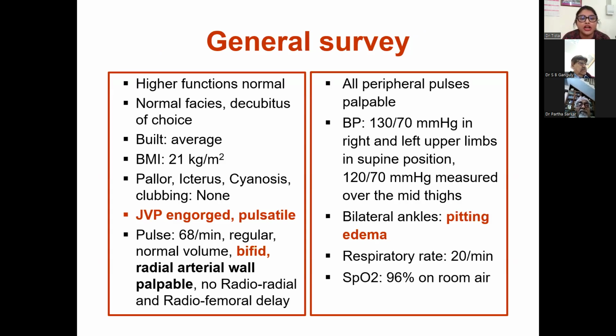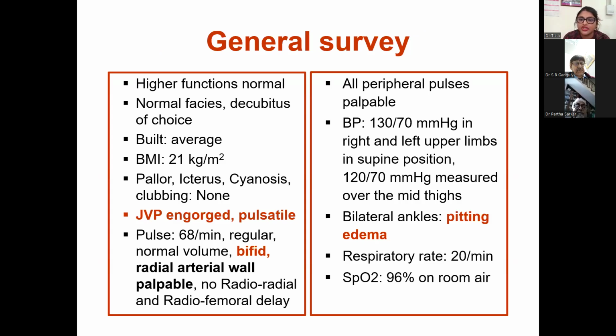His higher mental functions are normal with average build and BMI of 21 kg per meter square. His JVP was engorged, pulsatile. Pulse was 68 per minute, regular, normal volume, bifid, radial arterial wall palpable, no radio-radial or radiofemoral delay. All peripheral pulses are palpable.